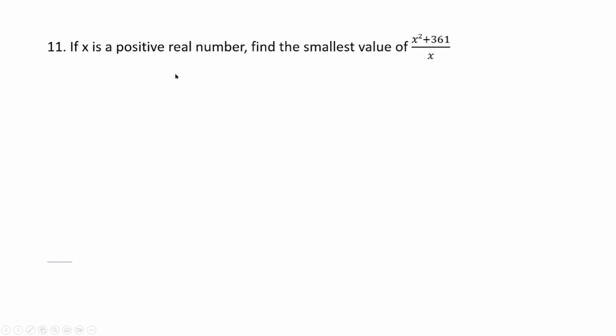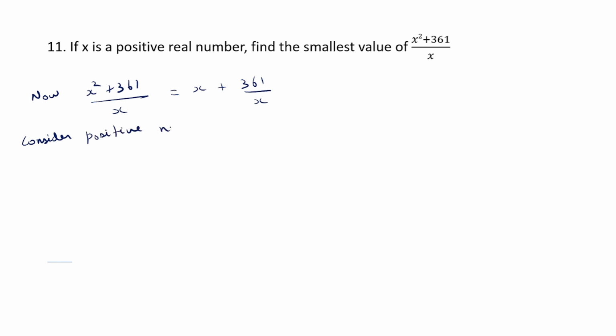Next question, if x is a positive real number, find the smallest value of x square plus 361 upon x. So here it is given x is a positive real number. We have to find the smallest value of this expression. Now x square plus 361 by x is equal to x square by x, which is x, plus 361 by x. So let us consider positive real numbers x and 361 by x.